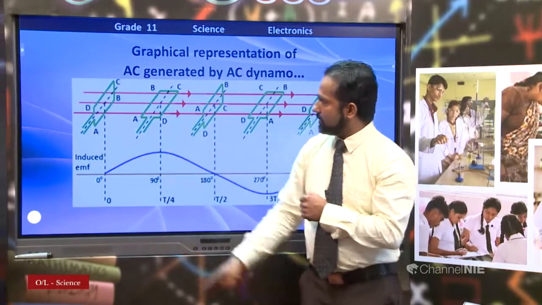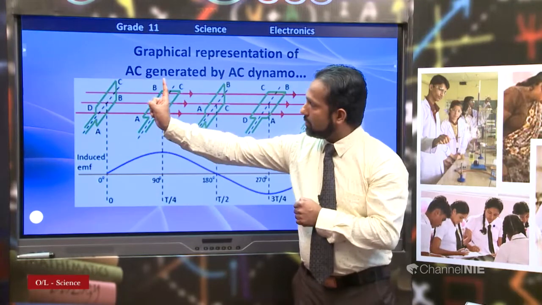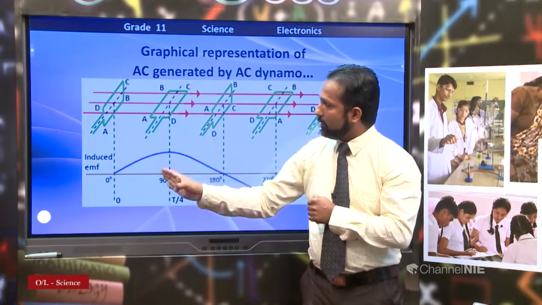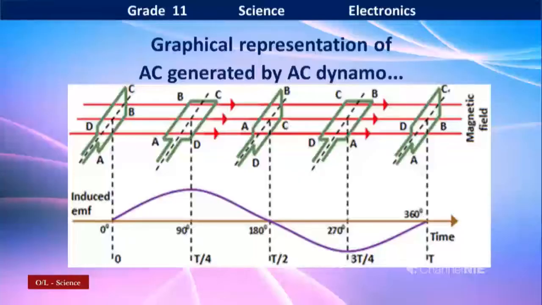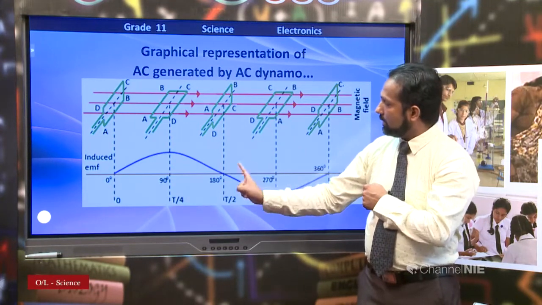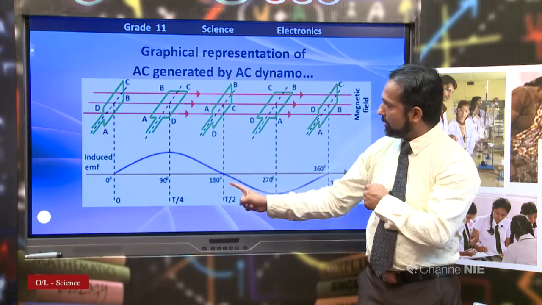So here, first instance, when the coil is parallel to the magnetic flux, there is no induced electromotive force. Alternating current is 0. When it is perpendicular, the current gradually increases. It becomes maximum when the coil is perpendicular to the magnetic flux. When turning little by little, the alternating current gradually decreases. And when the coil becomes parallel to the magnetic flux, again, electromotive force becomes 0.